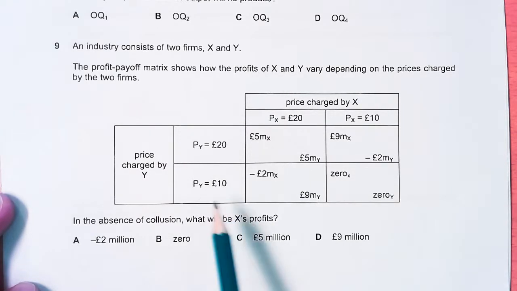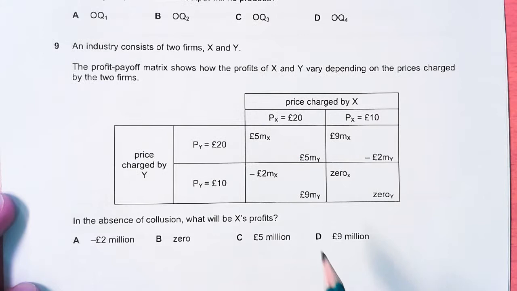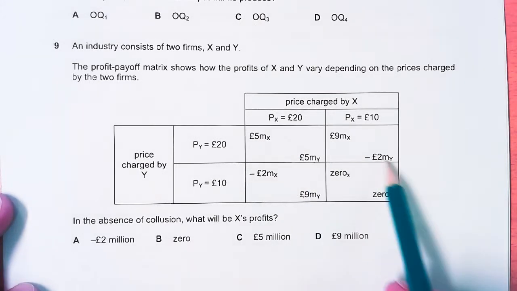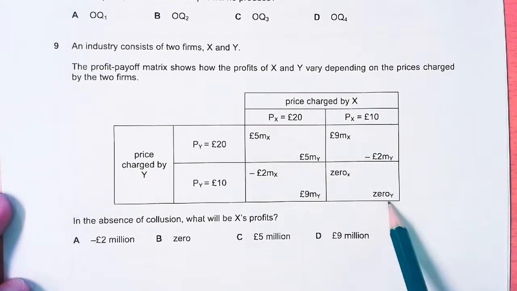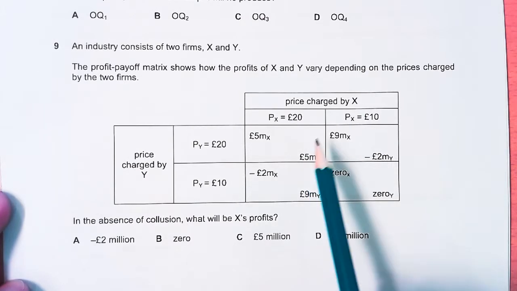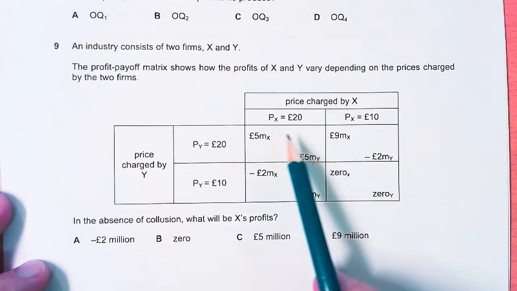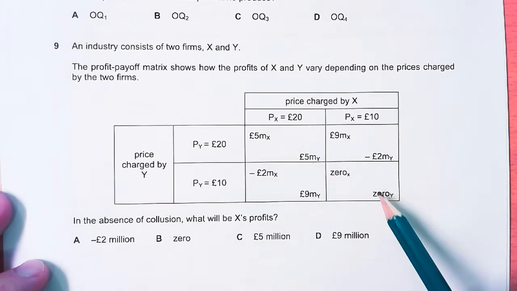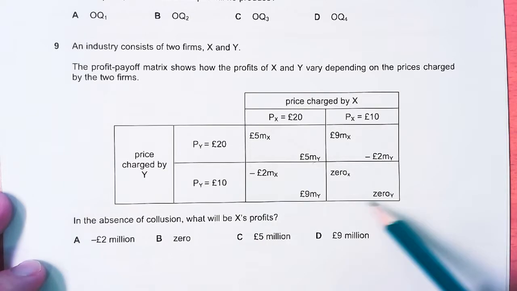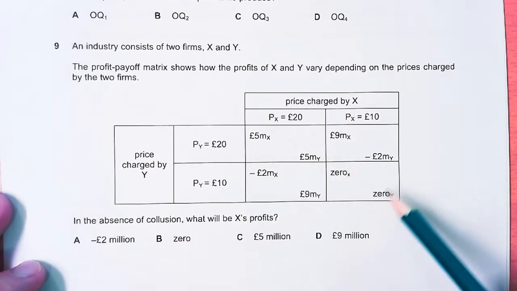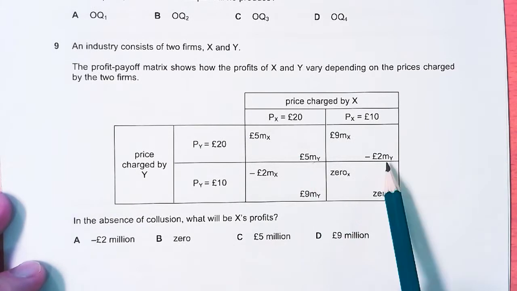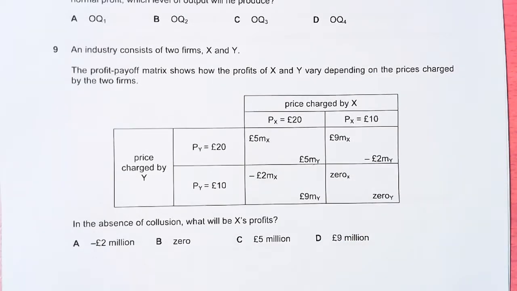Okay, so we can see charging a high price could lead to a good profit, or it could lead to a loss. Charging a low price, well, that looks like the more plausible outcome for firm Y. For firm X, we can see that they've got exactly the same sort of scenario here, and therefore the competitive market outcome would be this one, because you've got a choice here, 9 million or 0, or 5 million versus -2. So the most plausible outcome here is this one.